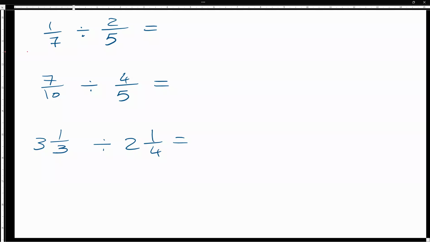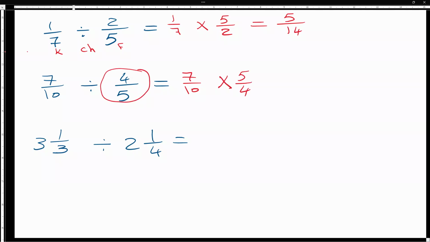When I do the division, I need to keep the first one, change the division to multiplication, and flip the second fraction. So I'll keep the first as it is, change, and flip it. So it's 5 out of 2, which means that this is 5 out of 14. Done. In here, keep the first one as it is, change the division to multiplication, and flip the second one, 5 out of 4, which means from here it's 35 out of 40. One second, this is ending with 5 and 0, so I still can simplify it. Divide both by 5, and the answer should be 7 out of 8. Done.